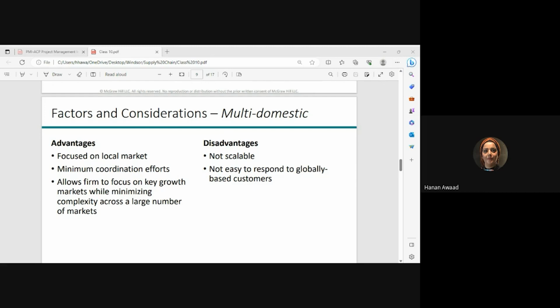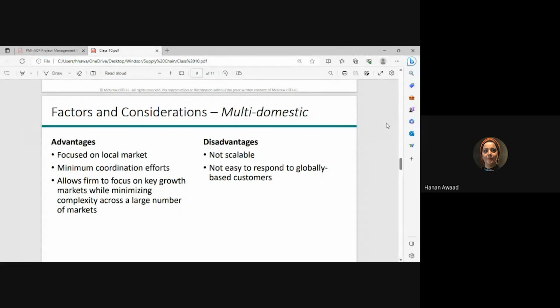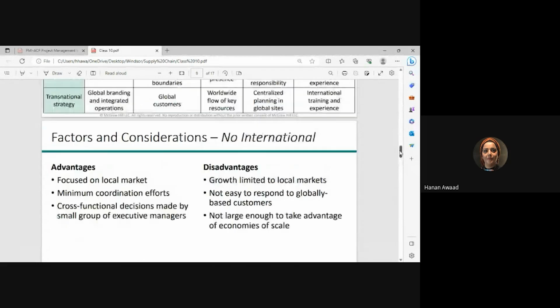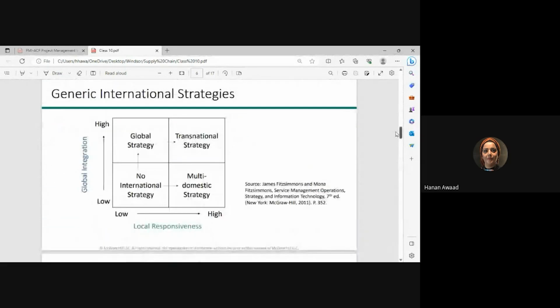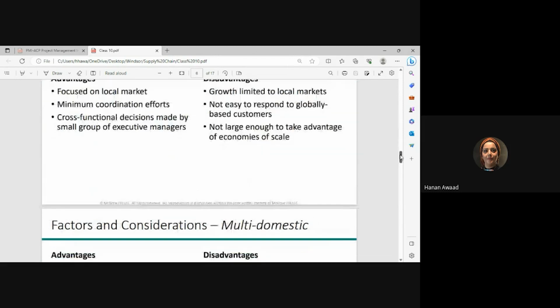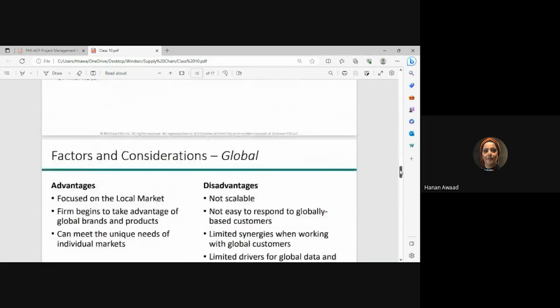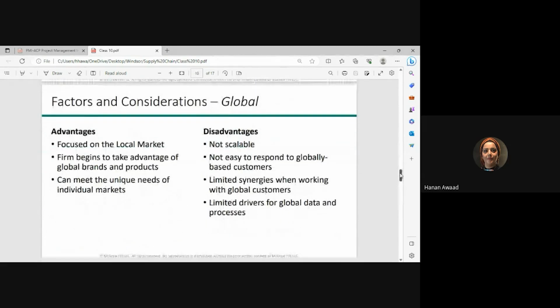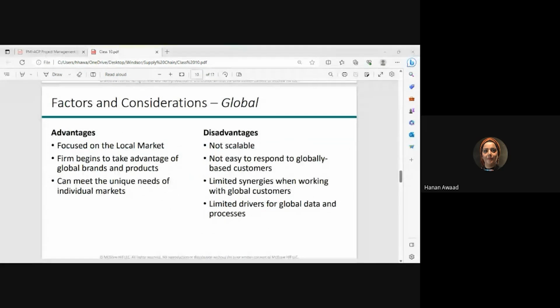So let's see the global strategy. Let's remember it: low local responsiveness and high global integration. The company that comes to my mind is IKEA. IKEA is global, you know.